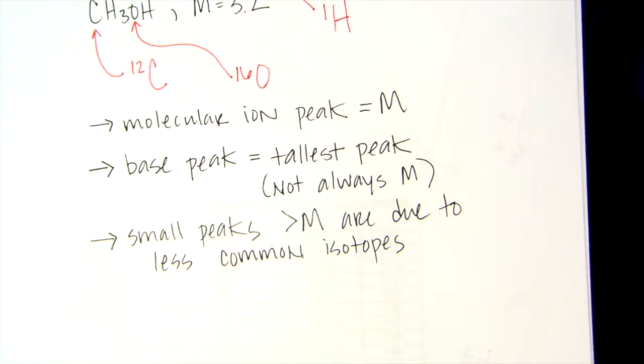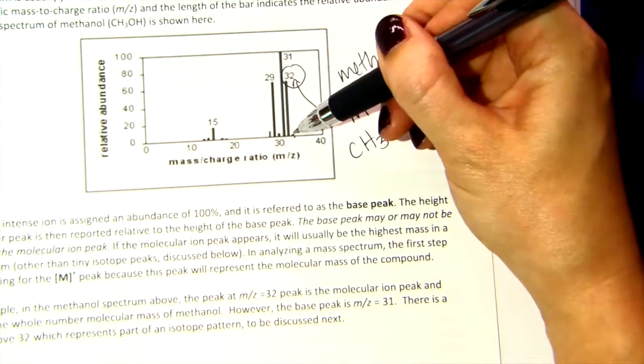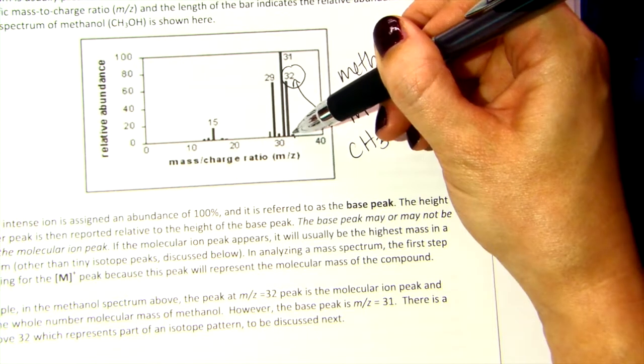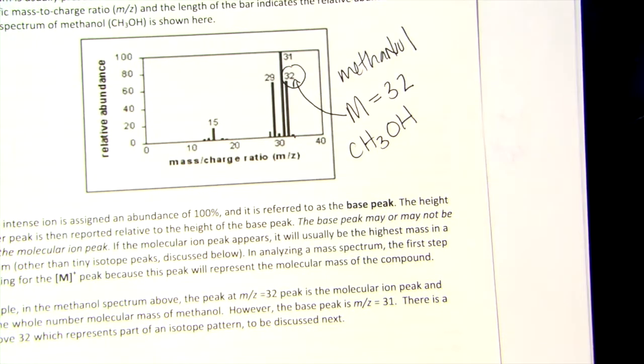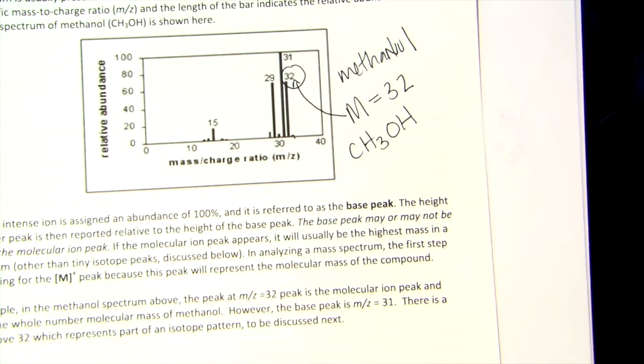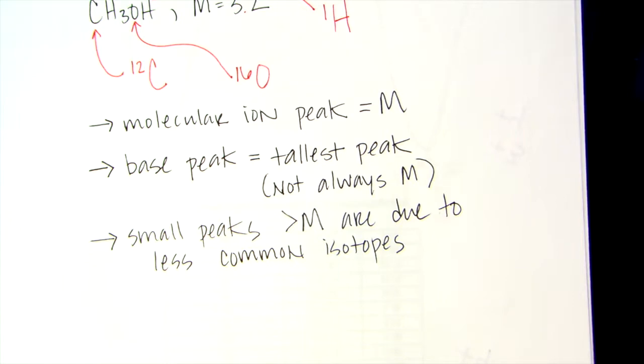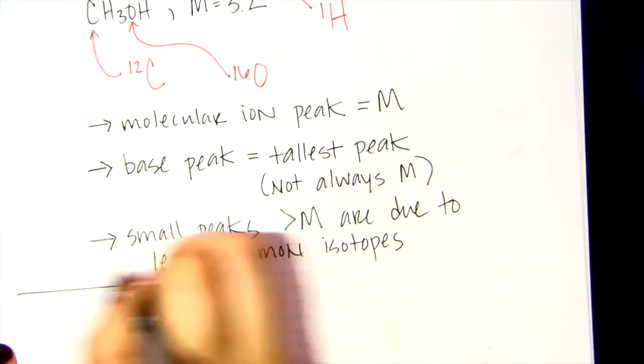So you can see that in the methanol spectra. You see that little nub right here at 33. And that's representing that isotope from carbon, right? So you'll see that in the spectrum. And that's not the mass of the common isotope. That's just representing the isotope pattern. And we'll get into that and talk about the isotope patterns right now.